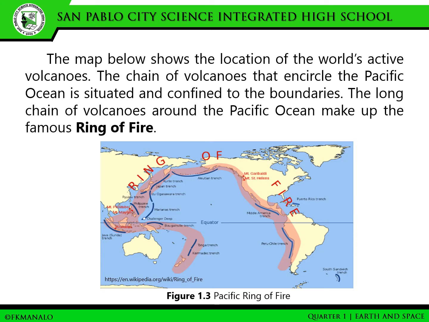How about the active volcanoes in the world? If we are to plot the location and distribution of the most active volcanoes on the world map, we can locate a chain of volcanoes that encircle the Pacific Ocean, situated and confined to the boundaries. This long chain of volcanoes around the Pacific Ocean makes up the famous Ring of Fire.